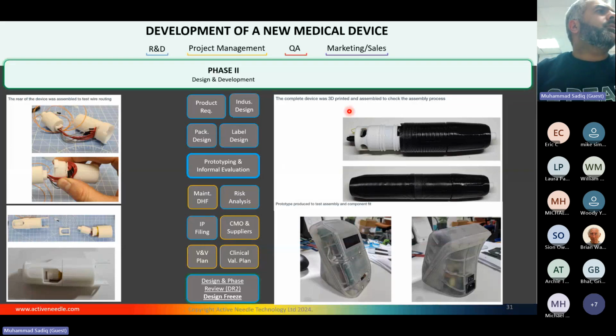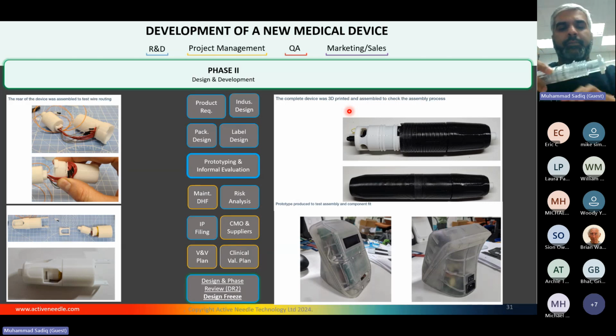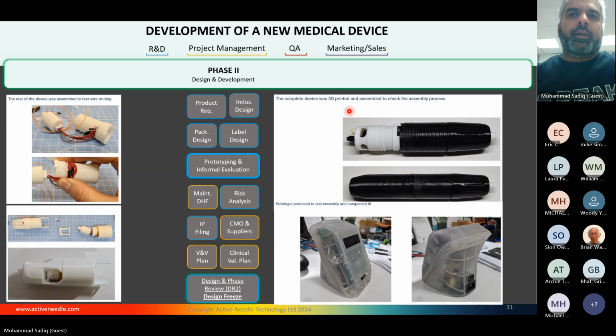So this biopsy device here, we had to do a lot of iterations on the biopsy taking mechanism before we finalized this particular design. Again, as I said before, you have to involve the end users, the people who will ultimately be using the product, and take their feedback on board.